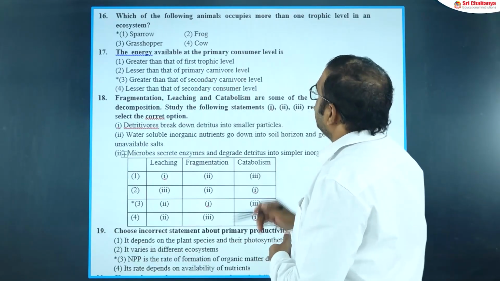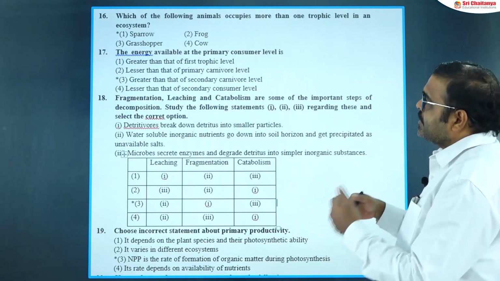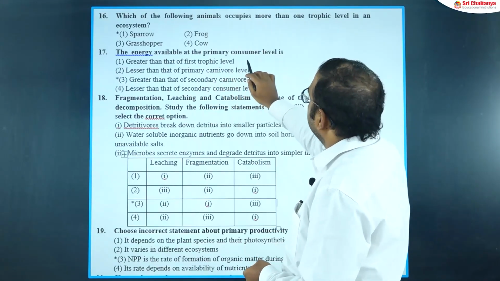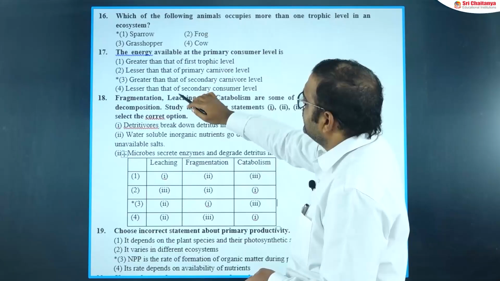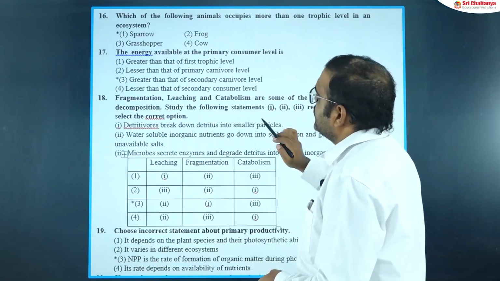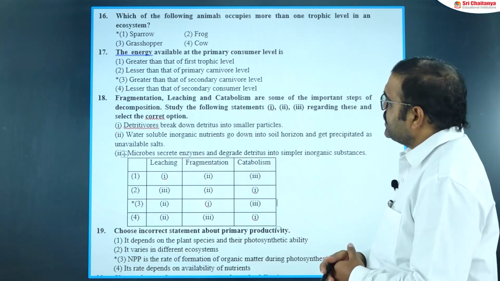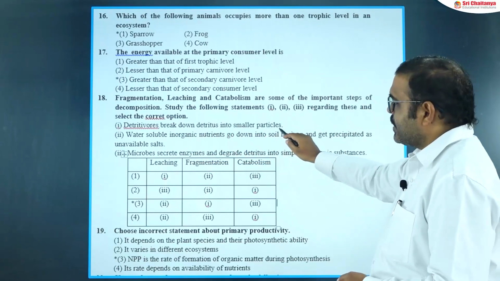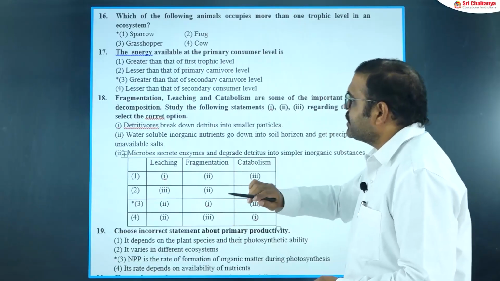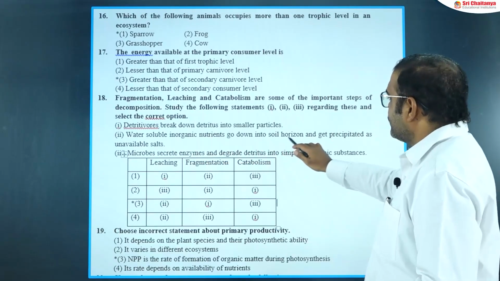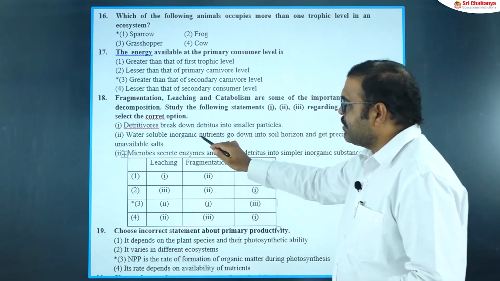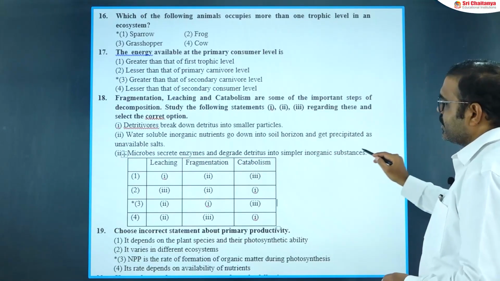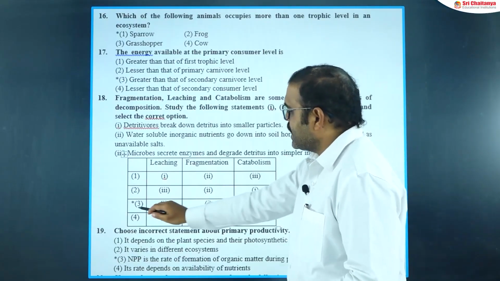Next, the energy available in the primary consumer level is higher than the secondary carnivore level. You can apply that. Next, fragmentation, leaching and catabolism are some of the important steps. Detritivores break down detritus into smaller particles, considered fragmentation. Water soluble inorganic nutrients go down into the soil horizon, get precipitated as unavailable salts, that is leaching. Second one, microbial enzymes degrade the detritus into simple organic components, that is catabolism. So answer will be 3.